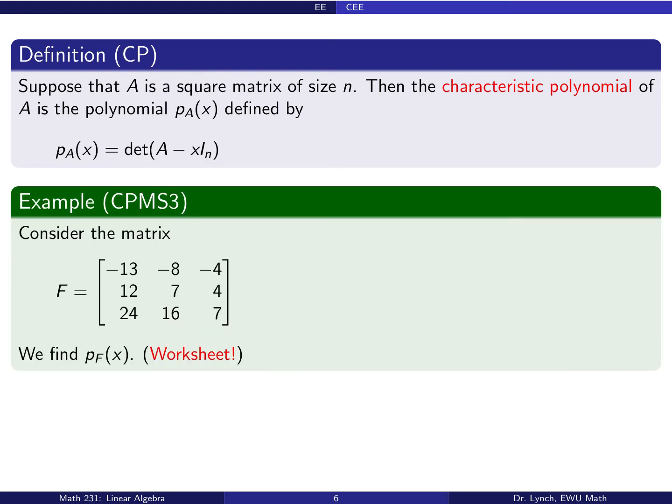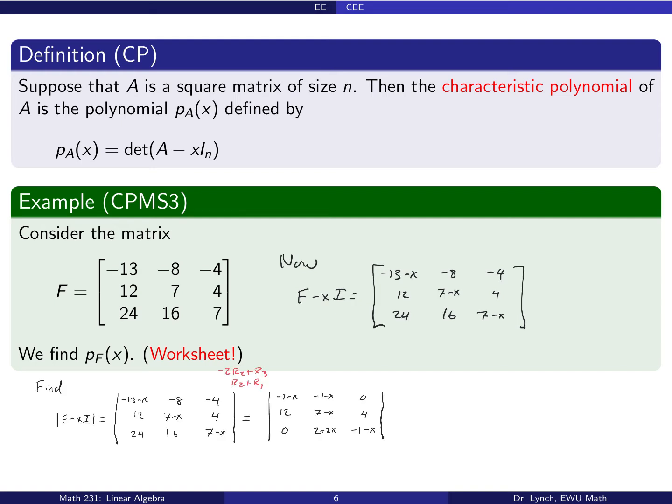So here's an example that I'll have you explore a little bit on the worksheet. For this matrix F, let's go ahead and find the characteristic polynomial. So here's the matrix F minus x times the identity matrix. Of course, that just amounts to subtracting x from the diagonal. Now, there are all sorts of tricks to the trade here, but when we go to find the determinant of that new matrix, we should find that it simplifies relatively quickly to something useful.